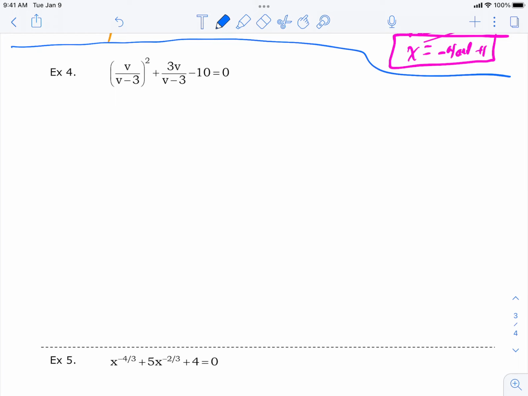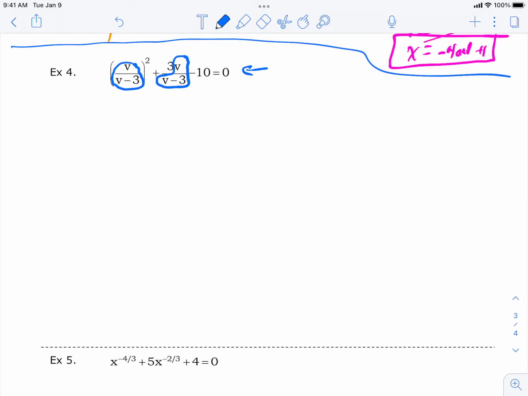So looking at this equation, what can we use here as a definition for u that would make this fairly ugly equation look a whole lot simpler? So again, you're looking for repeated patterns. Here I see a v over v minus 3. Here, if I ignore my 3 for a second, I see a v over v minus 3. There's the repeated pattern.